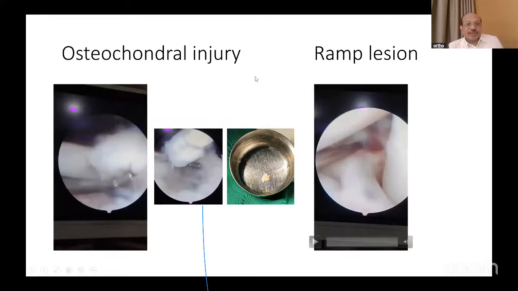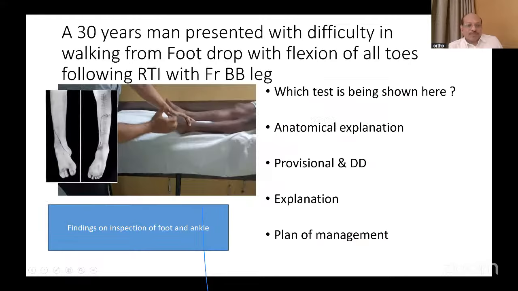In this particular case, it is done arthroscopically. You can see here, this is the gap. This is the meniscus. The gap is visible from the posterior capsule, and see, this is the osteochondral component. See, the ACL is intact. So this is excised. So this is basically the ramp lesion.